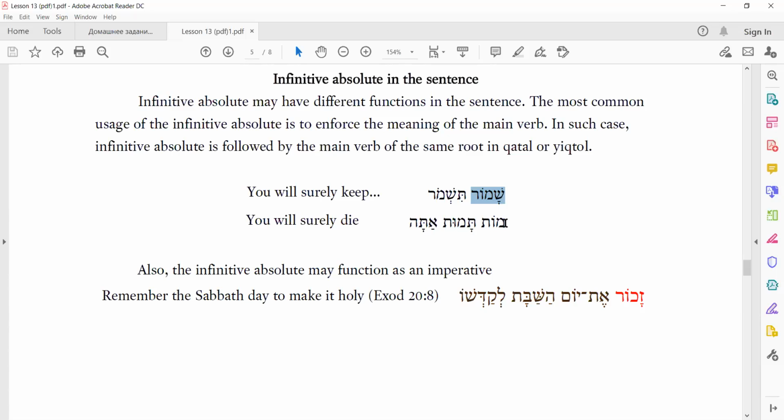Mot tamut. So mot here is infinitive absolute because it is a whole verb, and they made infinitive absolute like this. So mot tamut ata, you will surely die. And such usages are very often in the Bible. It literally sounds like dying, you would die. Yes. And in some translations, they translate it like this, but it is awkward in English. So the way surely is much better.